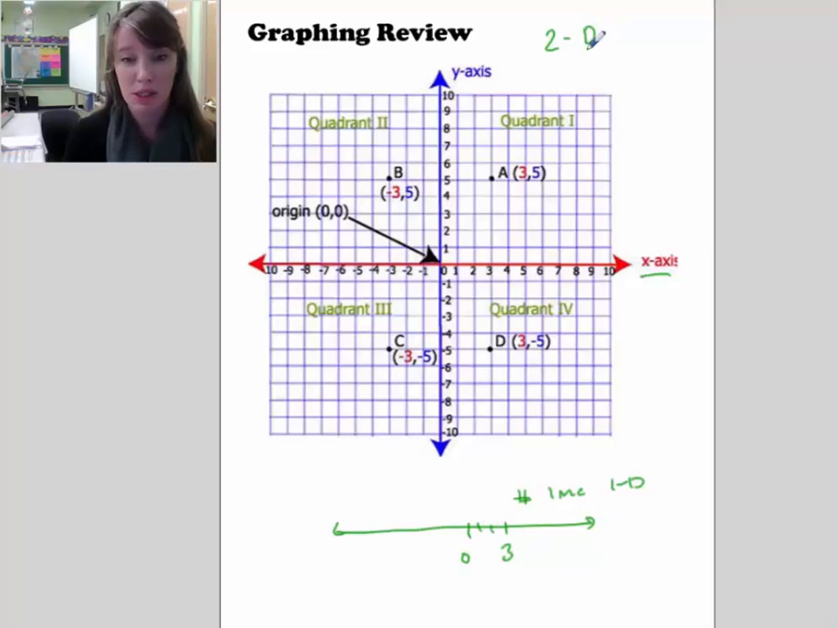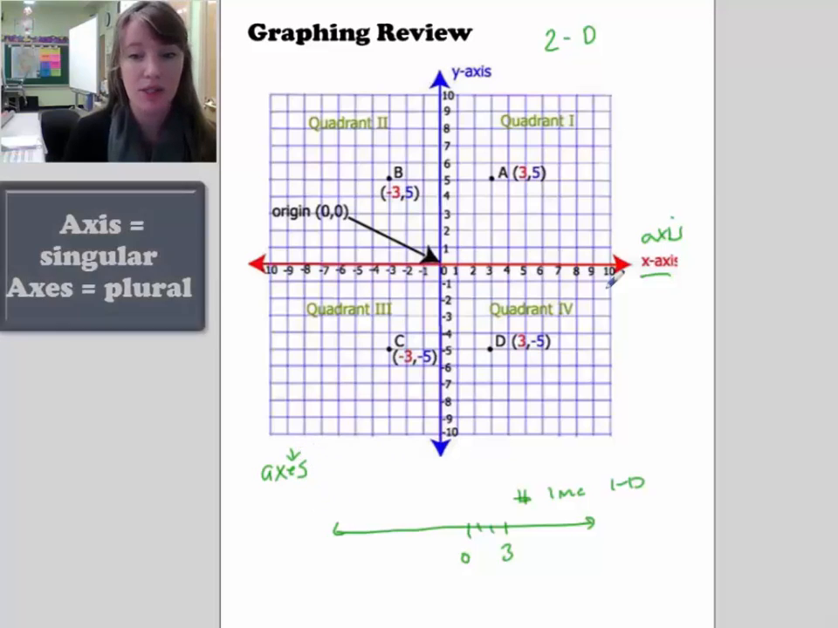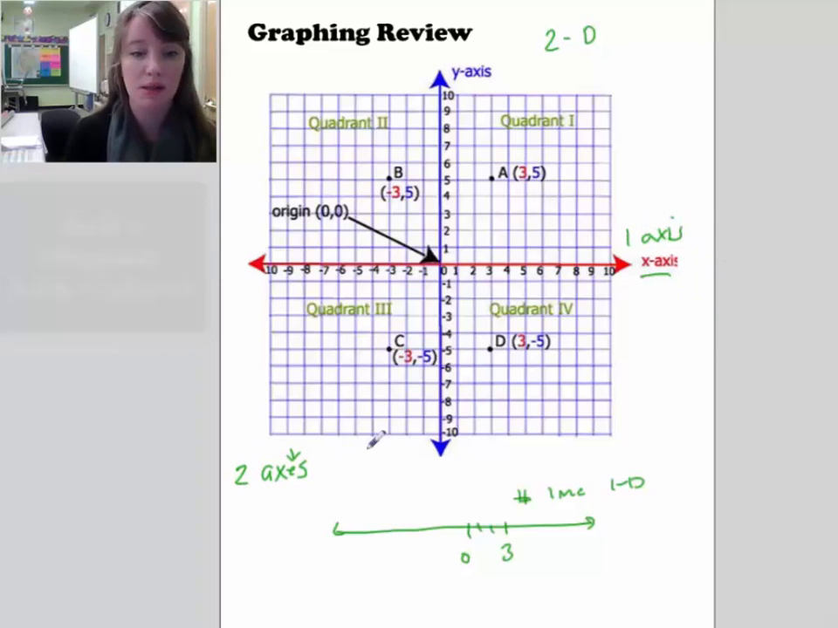In the two-dimensional system, I have two axes. I have a horizontal axis. So note that the word axis is a singular form of the word. The plural form of the word is axes, with an E here instead of an I. So there are two axes, and there's one axis. Okay, that's singular and plural. So you have the horizontal axis, which is the x-axis, and you have the vertical axis, which is the y-axis.